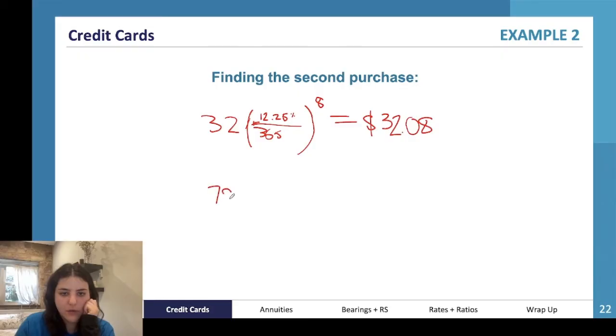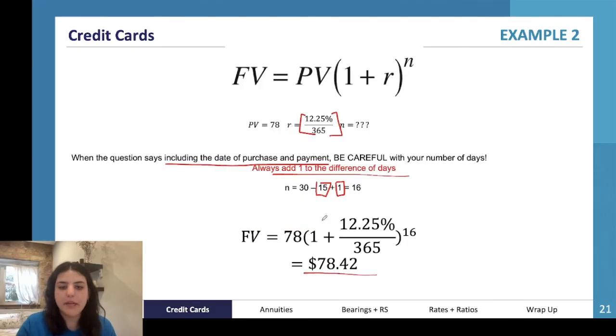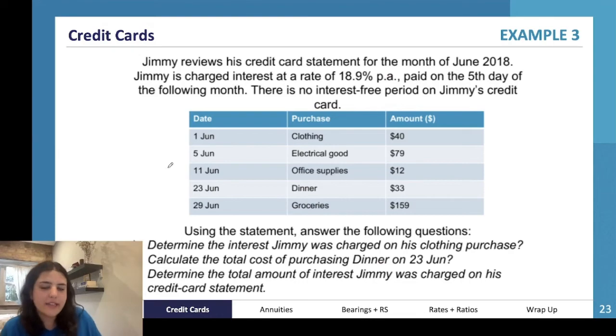And so we've got 78.42 plus 32.08. Hold on. That's wrong, 78.42 plus 32.08 is $110.50 owing on our entire payment. So as you can see, we broke that up, and then this is how much she needs to pay overall. So we did our 2 installments, our clothing, and then our textbook, and then answer by adding both of those together. Okay, let's look at example 3.